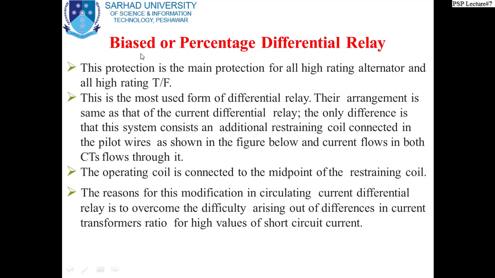Now, why do we go to the percentage differential protection? Why bias differential protection? This is because sometimes this simple differential protection is maloperated. Even under normal condition the input current is not exactly equal to the output current, but there is some difference even in the normal condition.